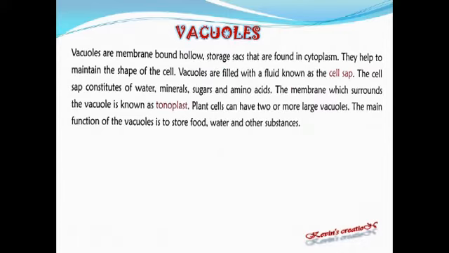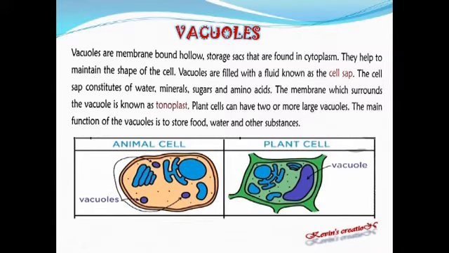Next we have vacuoles. These are membrane bound hollow storage sacs. So they are meant for storing substances. They are found in cytoplasm. They help to maintain the shape of the cell. Here you can see animal cell and plant cell. In both you will find vacuoles, but the difference is in plant cell you will find one or two very large and prominent vacuoles, whereas in animal cell you may not find them, but compared to the plant cell, they are small.